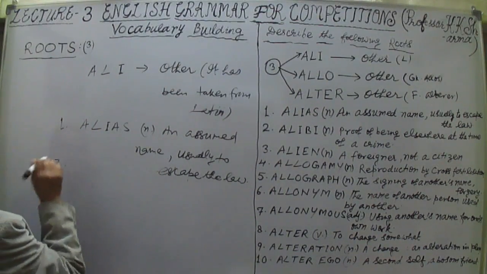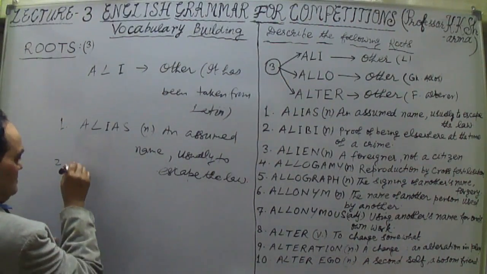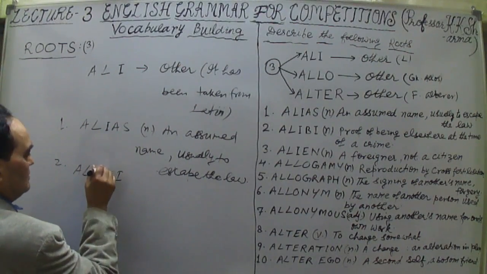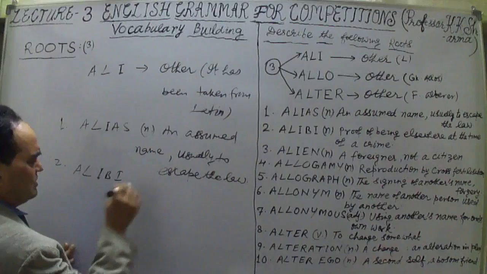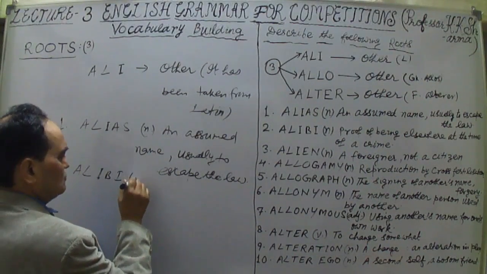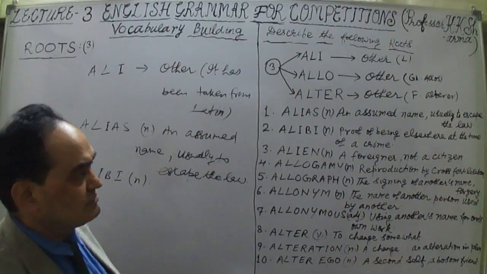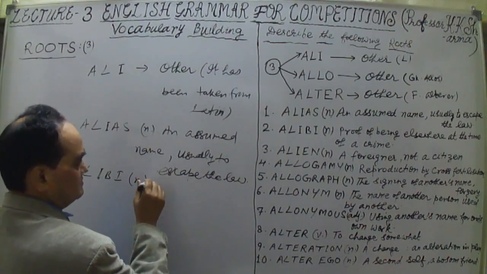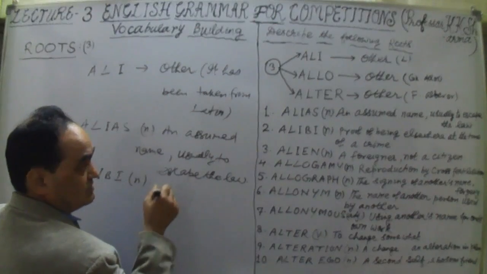Second, I've taken this category, alibi. Alibi pronunciation is up to you. Okay, alibi. Alibi is proof of being elsewhere at the time of a crime. The person is not present at the moment when the crime occurred.